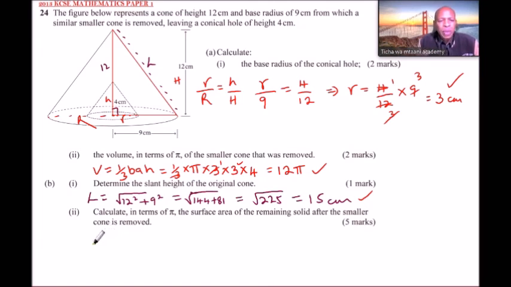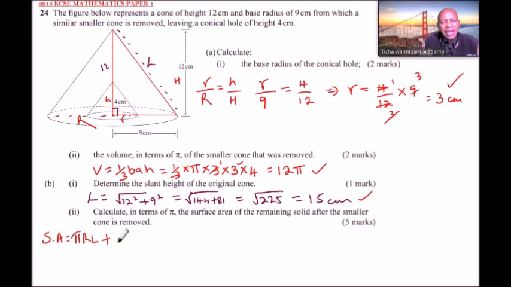So part 2, we are told to calculate, in terms of pi, the surface area of the remaining solid after the smaller cone was removed. So how do we get the surface area of a cone? The surface area of a cone is pi r L. So to get the surface area, we first get the surface area of the big cone, that is the curved part. We can add the base.